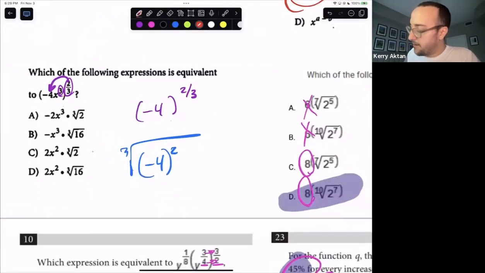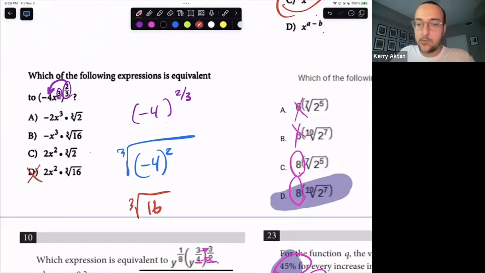Negative 4 squared is the cube root of 16. And at that point, you know it's not D. You know it's not D because, yes, that's correct, but where is that 2 coming from? Excuse my language. That 2 cannot be there when the 16 is also there. So it's not D. You know that it's C at that point. But why is it C?